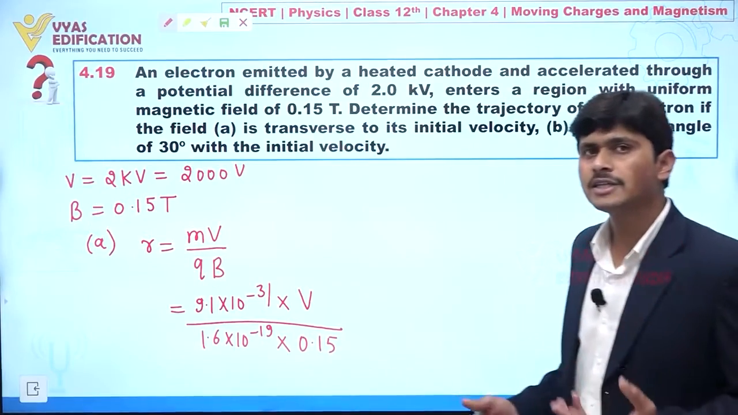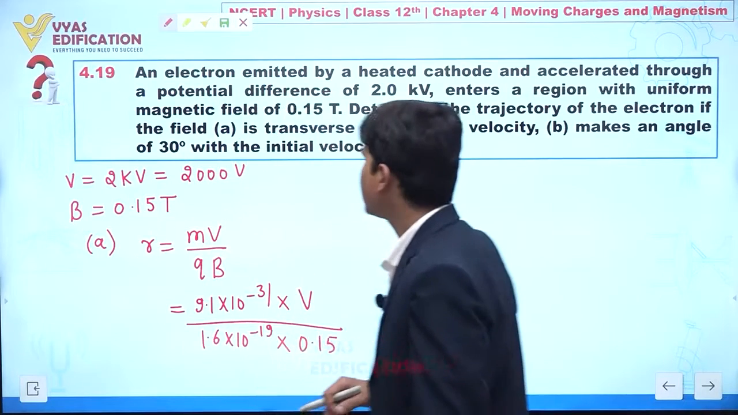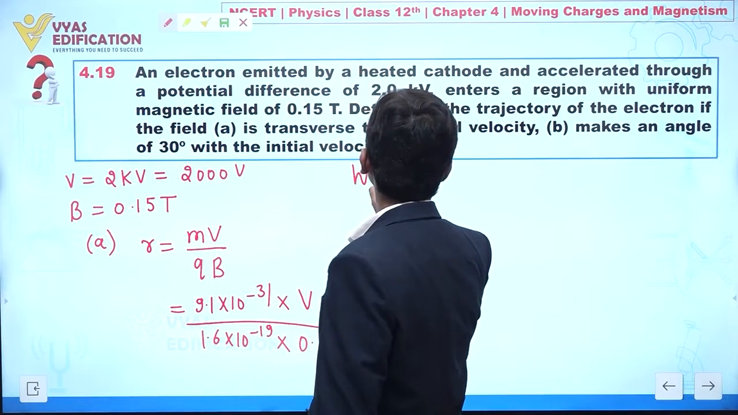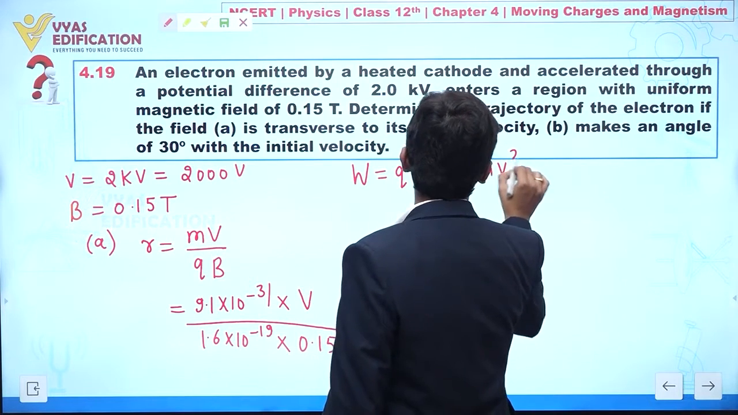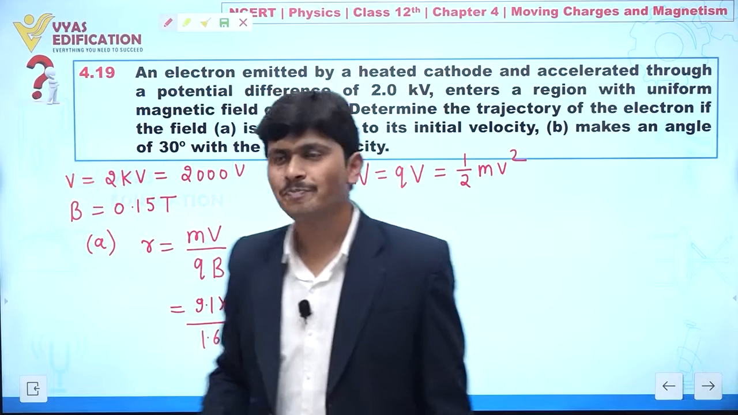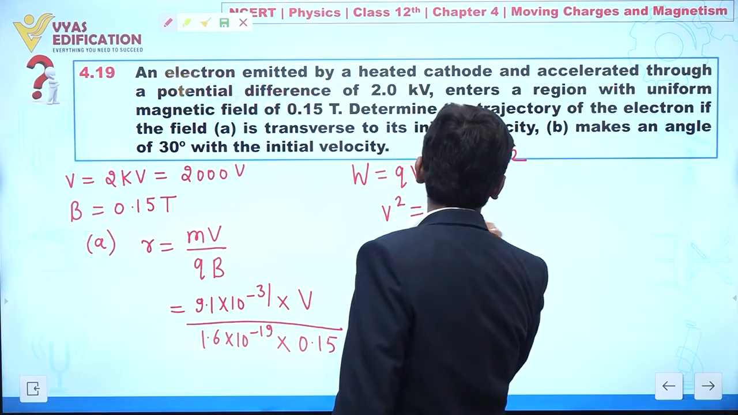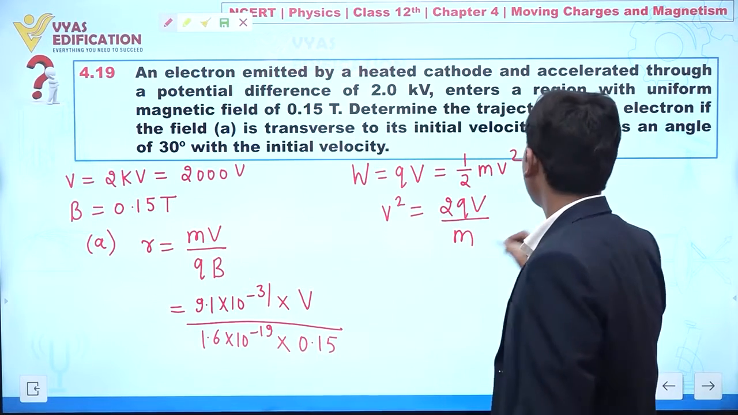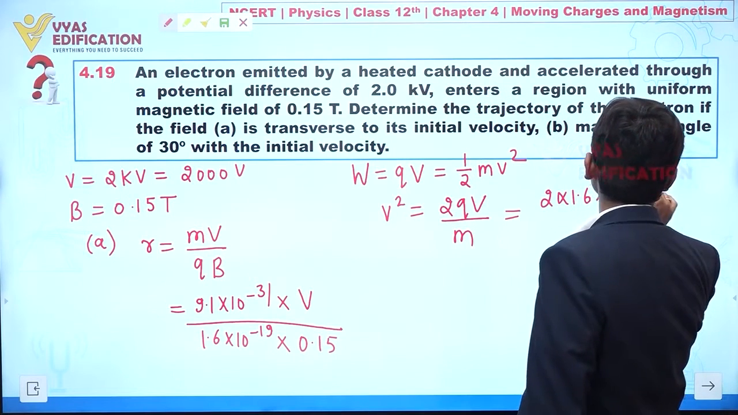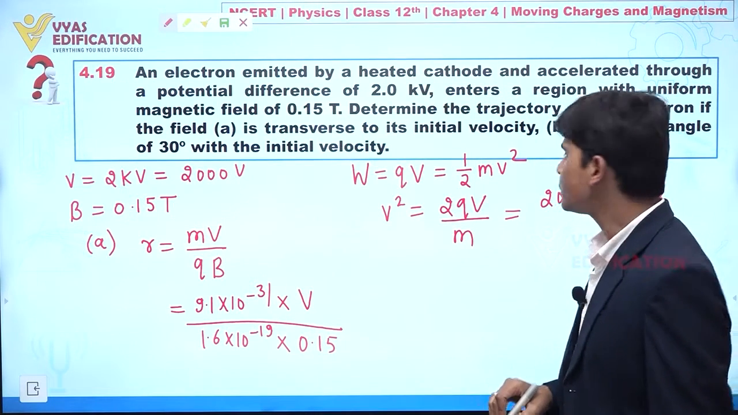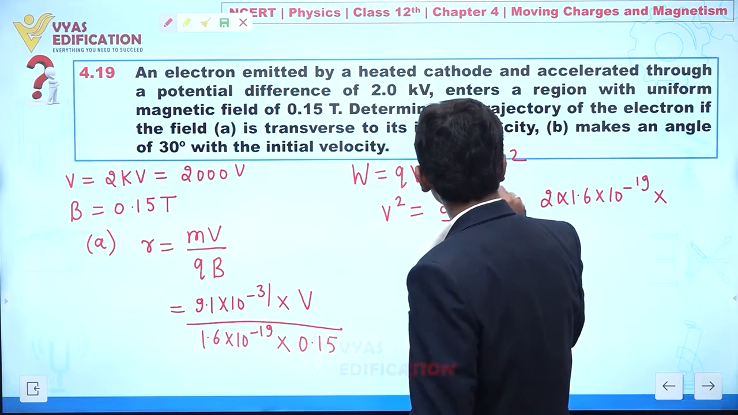For that, one hint is given to you. This electron is moving due to a potential difference. So the work done is equal to qV, and this potential difference provides the necessary kinetic energy to this electron. So from here, v squared is given by 2qV divided by m. We can write 2 into 1.6 into 10 to the power minus 19, multiplied by the potential difference. This v denotes velocity and this V denotes potential difference.